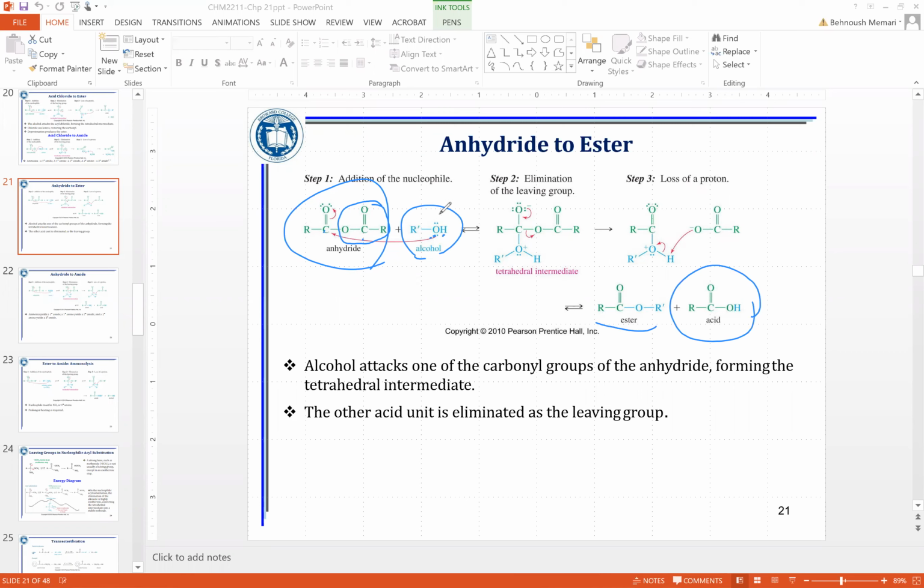So the alcohol attacks one of the carbonyl groups of the anhydride, forming this tetrahedral intermediate, and then the electrons would go back and drop in, and the leaving group would leave. That's the mechanism. But when I was talking about the general trend, I already said that that's not the mechanism, but it's the general trend, and it does work.